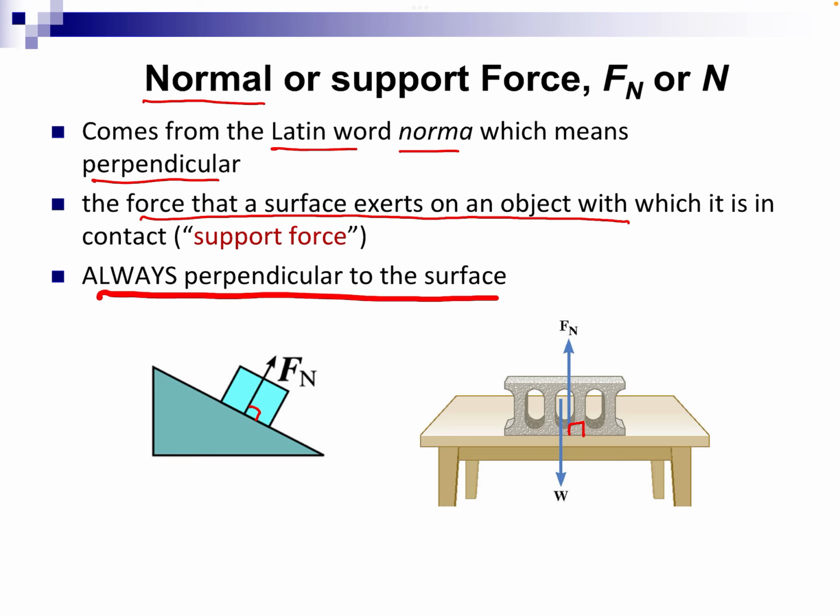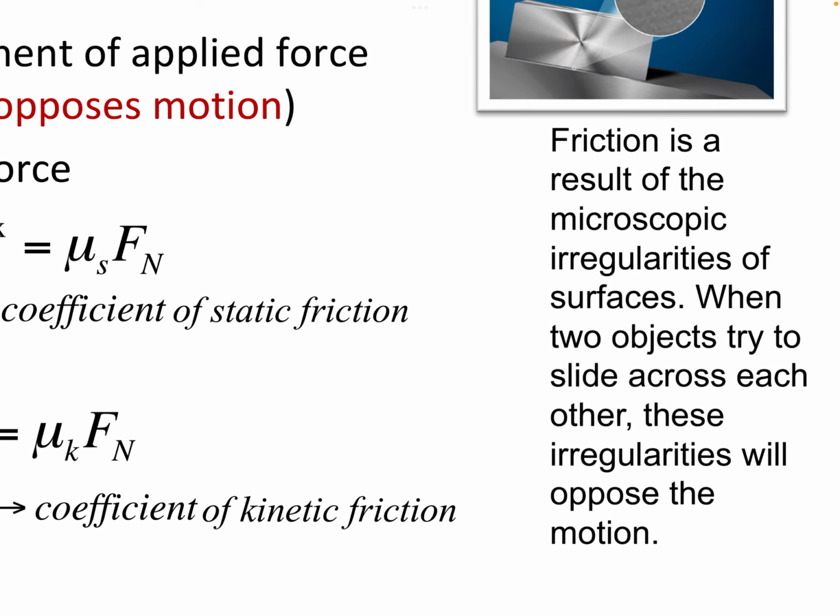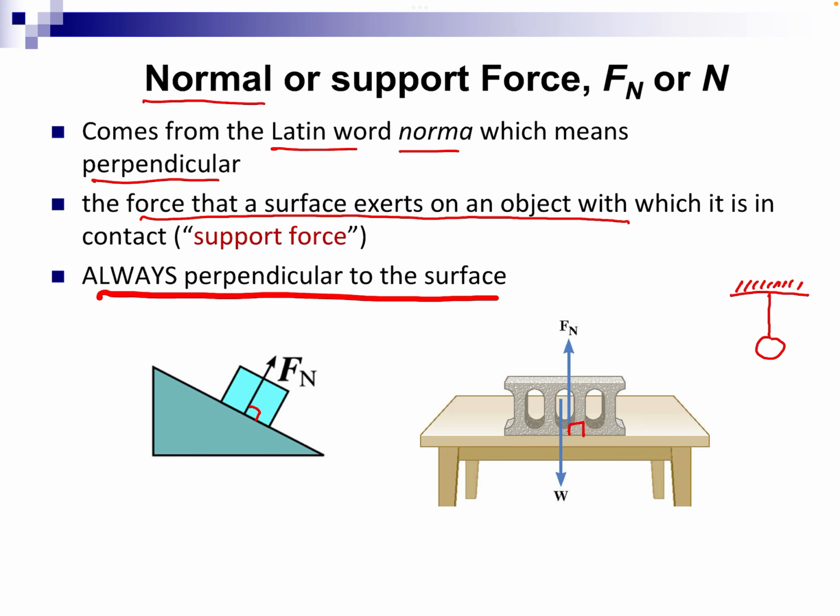So say, for example, that's the ceiling there, and there's a string, and at the end of the string you have an object that's hanging. A common misconception is to think that the string provides a normal or support force on the object because, intuitively, you can argue that the string is supporting the object and therefore the object does not fall down.